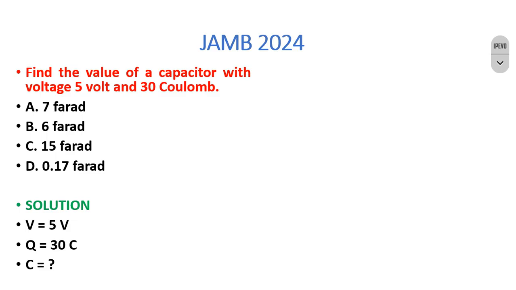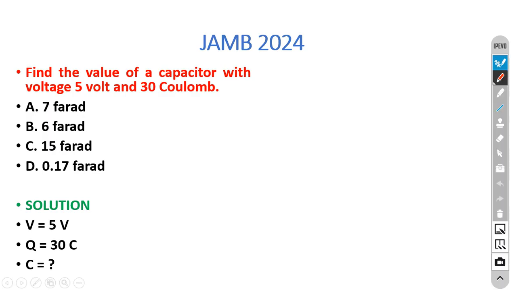So all we need to do is to pick an equation that will come with the values that we have here, V, Q, and then C. We have so many equations for this, but we need the one that will come with V, Q, and C, so that we can be able to find the unknown, which is C.